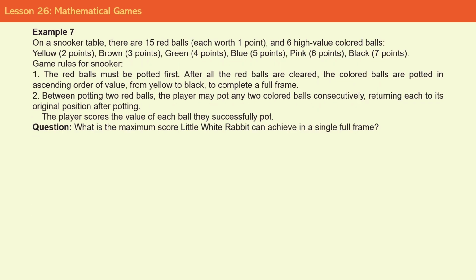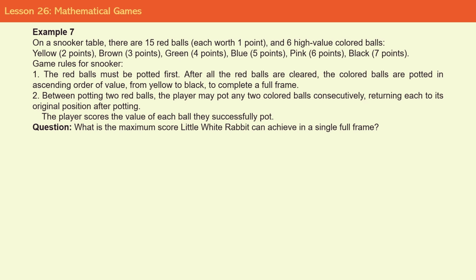Example 7. On a snooker table, there are 15 red balls, each worth 1 point, and 6 high-value colored balls. Yellow, 2 points, brown, 3 points, green, 4 points, blue, 5 points, pink, 6 points, black, 7 points. Game rules for snooker. 1. The red balls must be potted first. After all the red balls are cleared, the colored balls are potted in ascending order of value, from yellow to black, to complete a full frame.